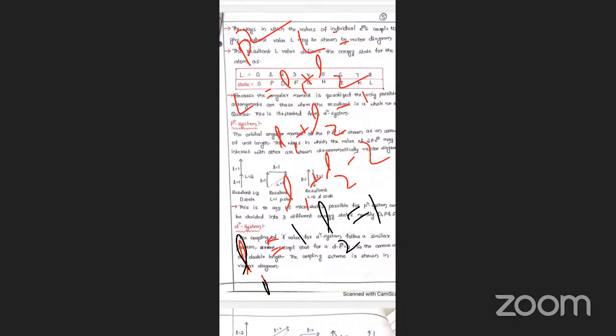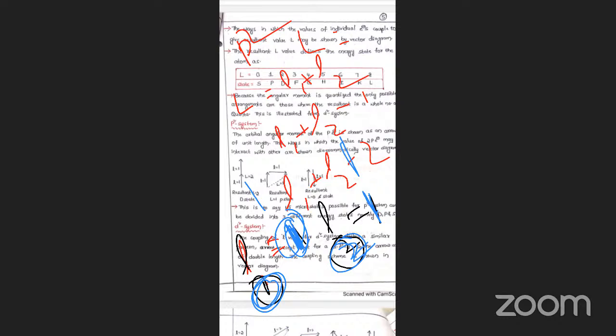Both electrons: this is the first electron of the p orbital, and this is the second electron of the p orbital. Very important point. The first electron of the p orbital, that is L equal to 1. What is 1? The azimuthal quantum number of the p orbital is 1. The first electron is present in the p orbital, that is 1. The second electron is also present in the p orbital, that is also 1.